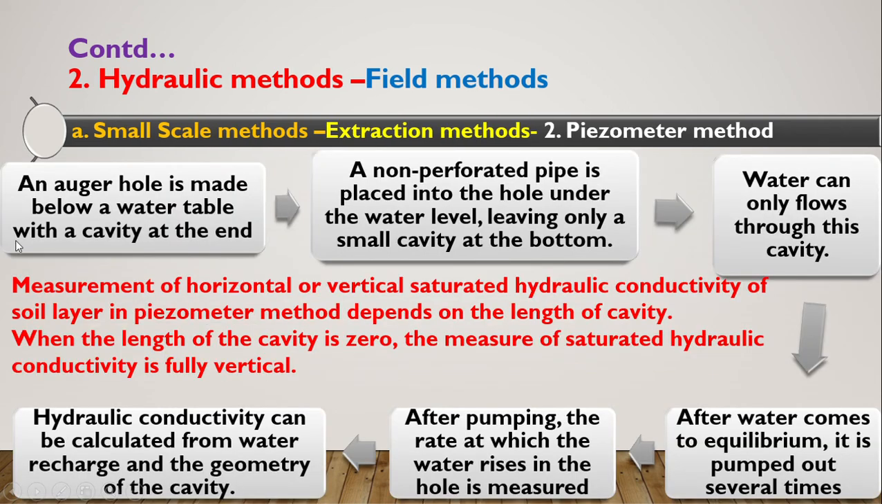An auger hole is made. In this case a hole is made and it has a cavity at the end. I will show you the figure, and a pipe is inserted into the hole. A non-perforated pipe is inserted into the hole, leaving only a small cavity at the bottom. Water can only flow through this cavity. After water comes to equilibrium, some amount of water is pumped out of this hole. After that, the rate at which the water rises in the hole is measured. From this value the hydraulic conductivity is calculated. So it will give the vertical saturated hydraulic conductivity or horizontal hydraulic conductivity. When the length of the cavity is 0, the measure will be fully vertical.